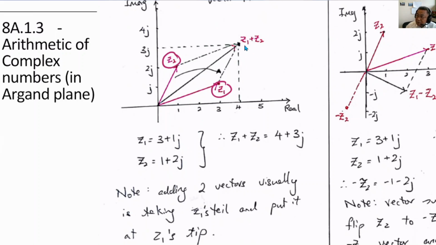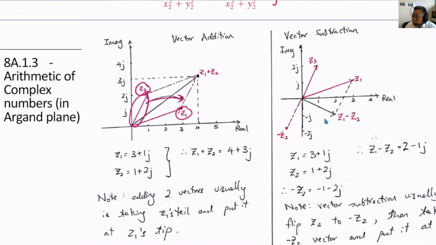How is this done graphically, geometrically? Basically, we take this vector of z2 and we move it to here. So this whole vector is moved to the tip for addition, and the resultant vector is z1 plus z2.